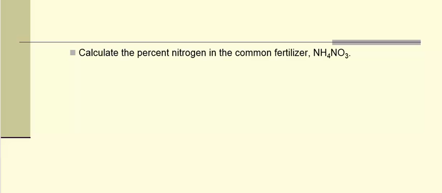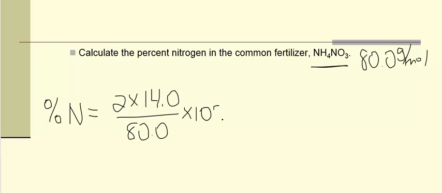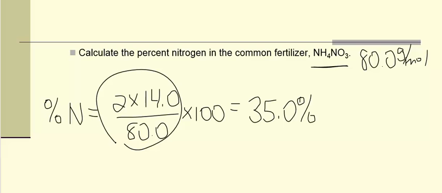Calculate the percent nitrogen in fertilizer, NH4NO3. Well, I need the molar mass of NH4NO3. So from the periodic table, mass comes out to 80 grams per mole. I want the percent nitrogen. Well, there are 2 nitrogen times a mass of 14 divided by the total, 80. So the percent nitrogen by mass, 35. So if you have a chemical formula to get the percentages, all of these numbers here come from the periodic table.